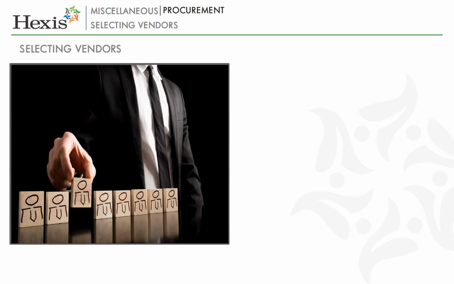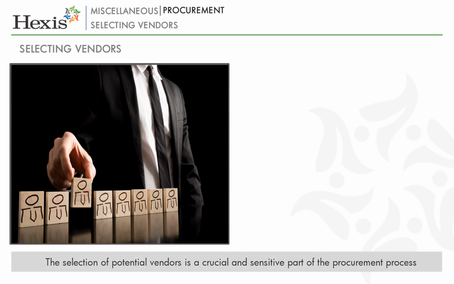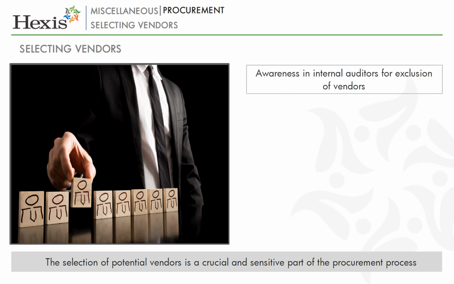Let us understand why selection of vendors is important and the procedure for vendor selection. The selection of potential vendors represents a crucial and sensitive part of the procurement process. Internal auditors should be aware of the risks arising from the exclusion of specific vendors through carelessness or intent, which can materially impact the outcome of procurement activities.